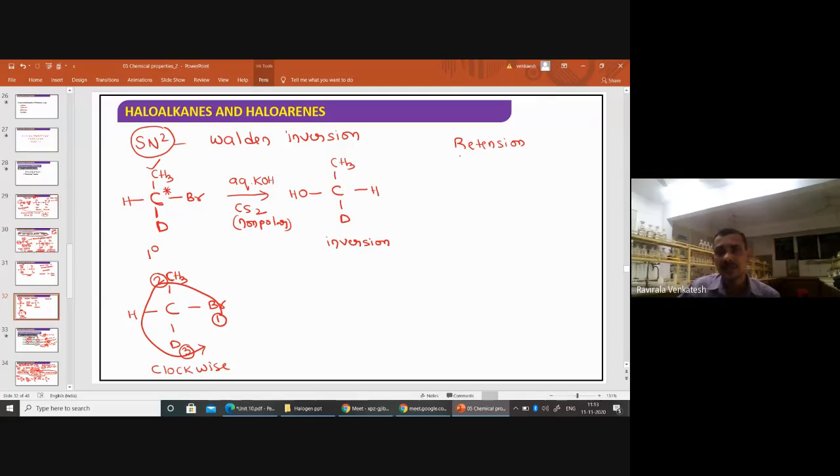If it is a clockwise direction, what sign do we give? We give R configuration. The configuration will be R. If it is anti-clockwise, the configuration we give is S configuration. So when it is clockwise, we give R configuration, and when it is anti-clockwise, you give S configuration. Now which configuration do you give for this one? Anti-clockwise, so S.